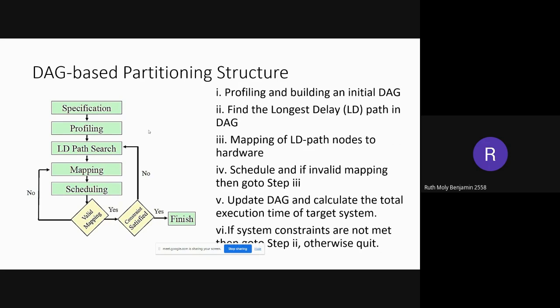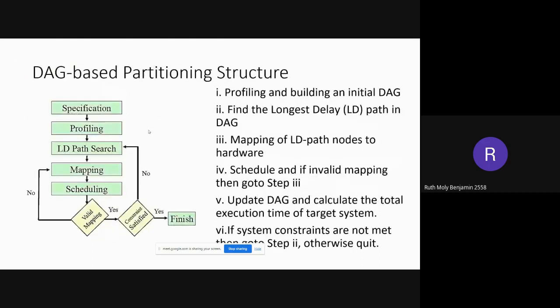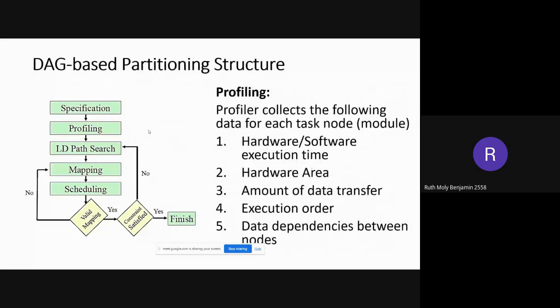I hope you remember how the structure is in your data flow graph, how you draw the structure in your state diagram, and how you draw it in the control data flow. And in a directed acyclic graph, this is how the process works. It's a little more complicated than the other three.